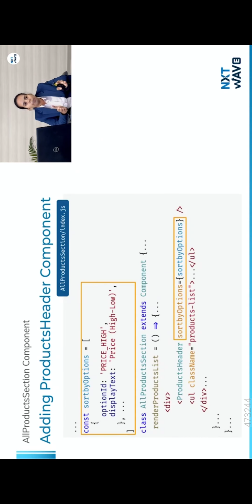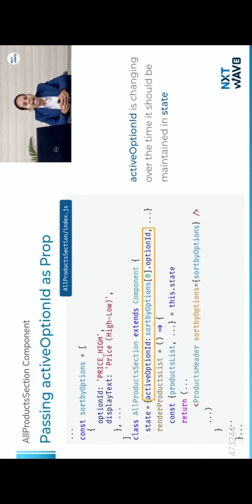Okay, so firstly, sort by options. Okay, so in the all products section, there is already sort by options available for you. There you can see that it's a list. So with the options that need to be displayed, okay, directly you can provide that as a prop to the products header. You can see that. Okay, coming to the next one, which is active option ID. So what is active option ID? So the drop down option that needs to be selected, that is the active option ID, right?